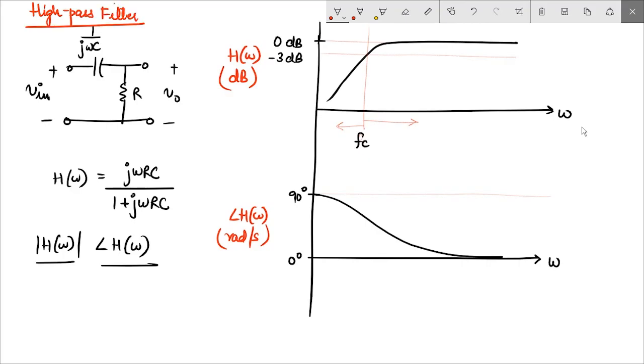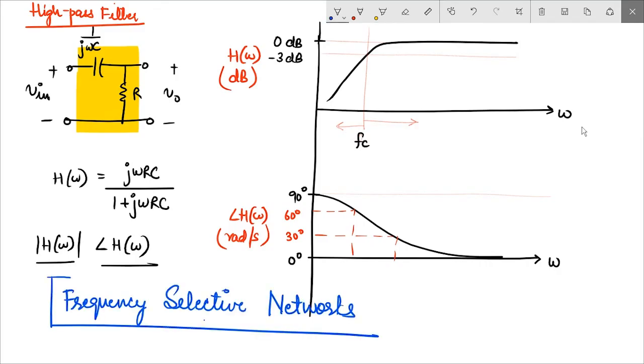The maximum phase shift that you can obtain using this kind of network is plus 90 degrees. So there would be some frequency where this becomes 60 degrees, some other frequency where the phase difference is 30 degrees. That means if we wanted a phase shifting network, a circuit where output lags the input by a certain angle, or where the output leads the input by a certain angle, there also we could use such an RC network, depending on how much phase shift we want the circuit to produce. So these RC circuits are frequency selective networks. They behave in a different way for different frequencies.